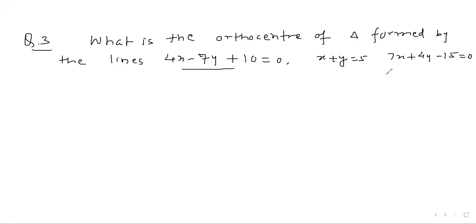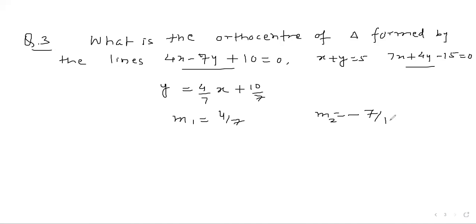Let's find out the slope of these two lines. So the slope of this line will be equal to 4 by 7. So m1 equal to 4 by 7. Similarly, from here, m2 will be equal to minus 7 by 4. So if we multiply m1 into m2, this gives minus 1. It means these two lines are perpendicular.